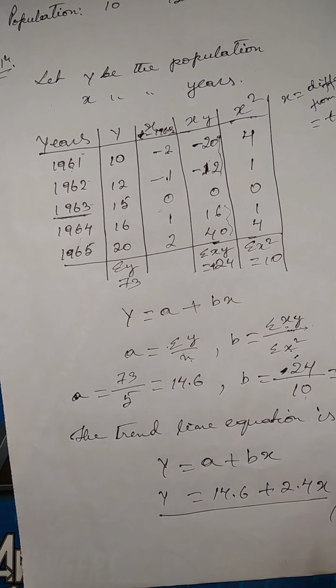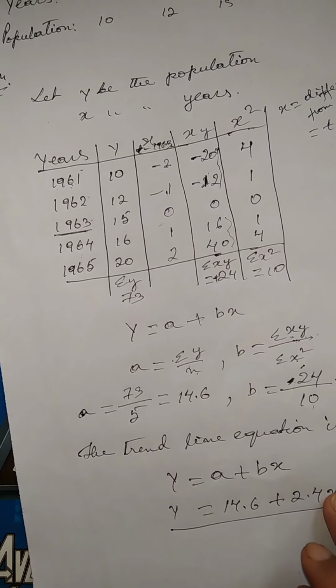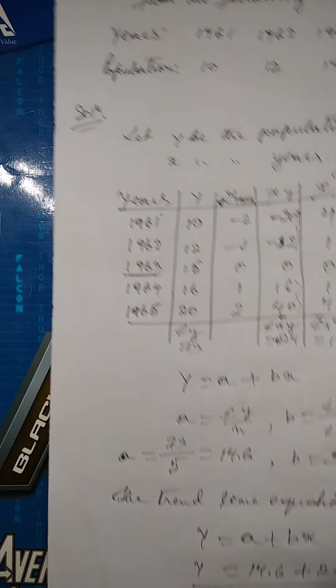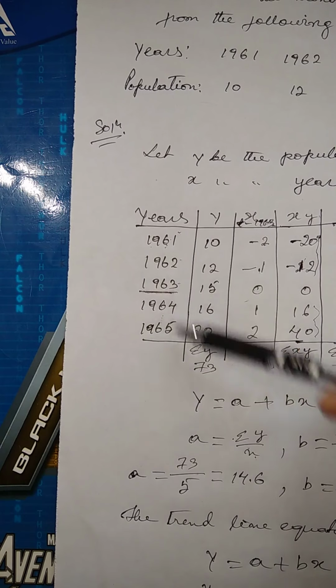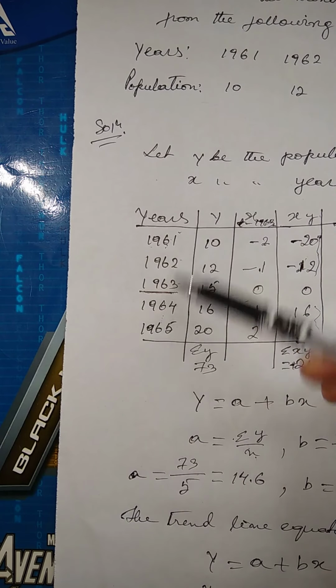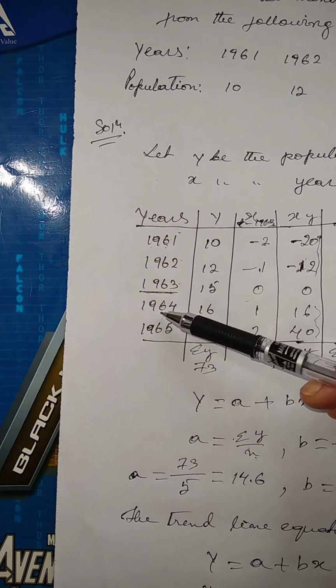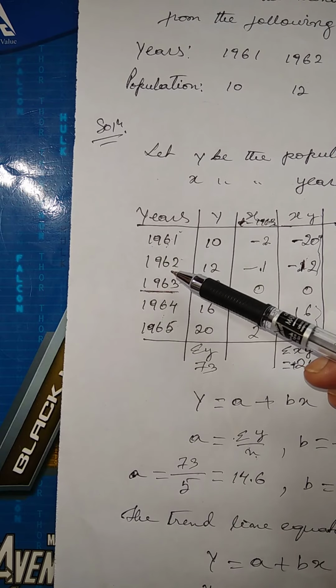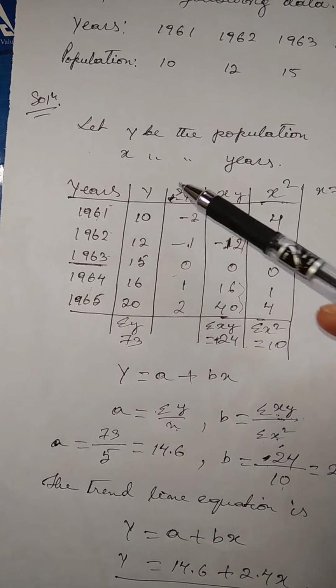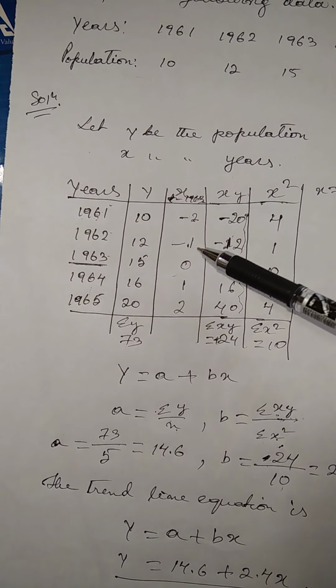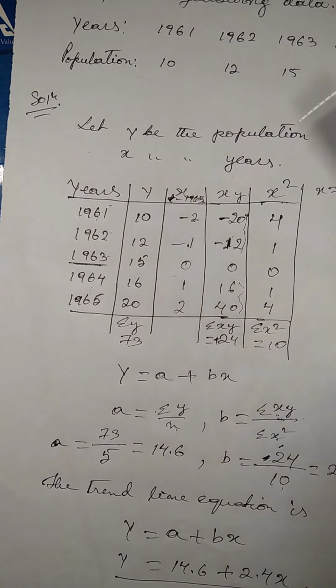This is our trend line equation. Sometimes you will get a continuous series. If you get a continuous series, you have to find the mid-year first, then from it find the midpoint, and then you can get x squared. I hope you understand. Thank you.